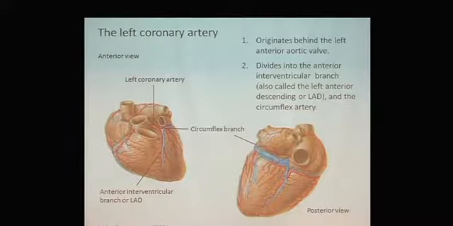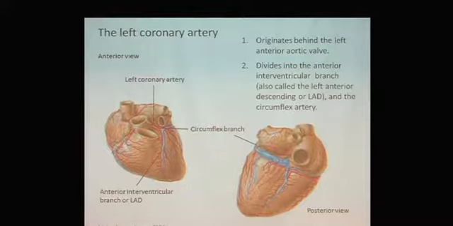Let's see, it comes out from the aorta again between the pulmonary trunk and the auricle of the left atrium. So that's where you can find it if you were to do a dissection of this. It reaches the AV groove, the atrioventricular groove right between the atrium and the ventricle on that side. And then it branches. Its two big main branches are the circumflex and the anterior interventricular artery. The circumflex, like its name would suggest, circles around the back of the heart. So here is the circumflex.